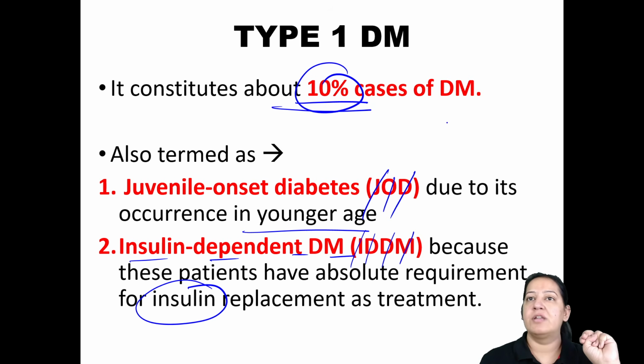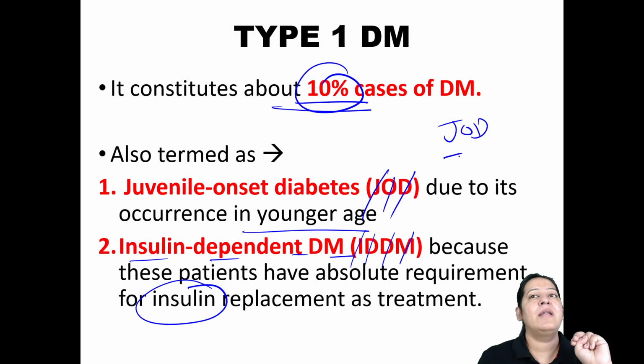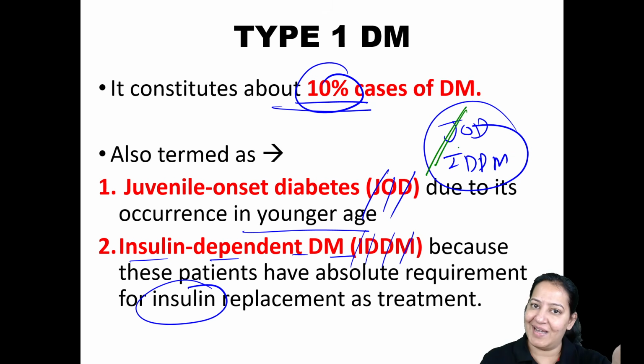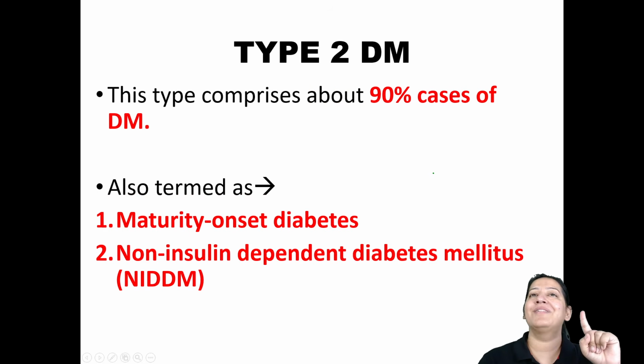Two names are given: juvenile onset diabetes and insulin dependent diabetes mellitus. You got the meaning of both. Why is it known as juvenile? Because it is diagnosed at juvenile age, right? Why is it known as insulin dependent diabetes mellitus? Because the only treatment for these patients is insulin. Have you got it? So I am done with type 1 diabetes.